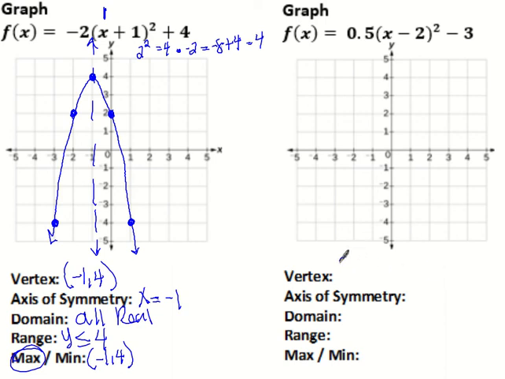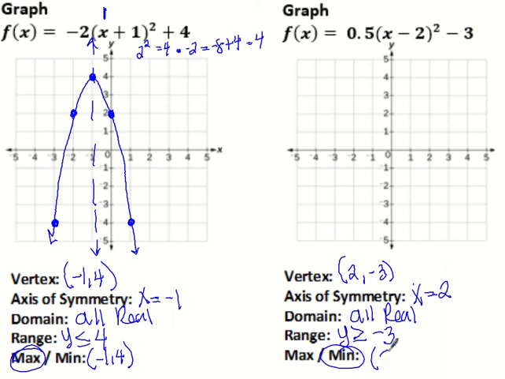So hopefully you said the vertex was at 2, -3. That would make the axis of symmetry x equals 2. Our domain is still all real. My range is now that y has to be greater than or equal to -3, and it's greater than because it's going to be open upward, which means we now have a minimum at 2, -3. So 2, -3, axis of symmetry.